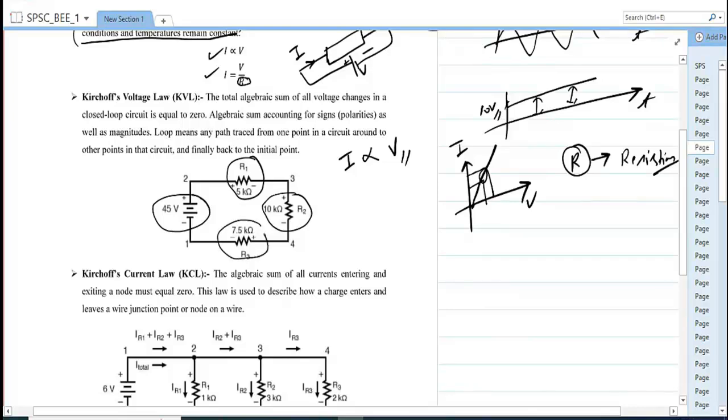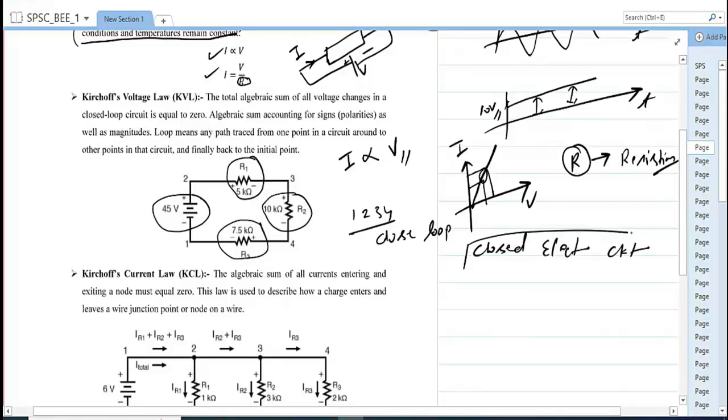You can see all these resistances are connected in series with this 45 volt battery. There are 4 points, 1 2 3 4, forming a closed loop. Means we can say this is a closed electrical circuit.